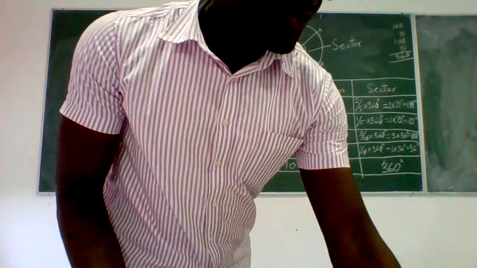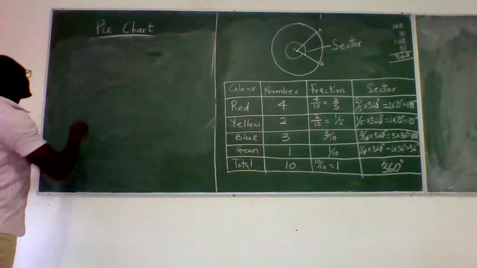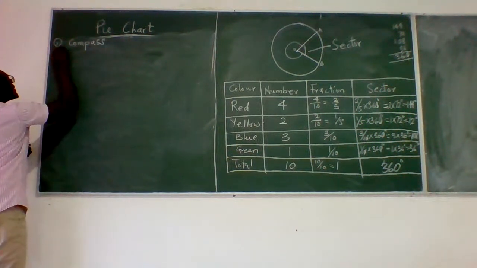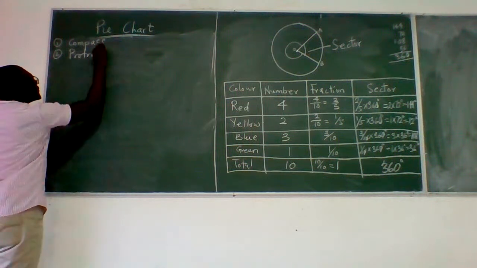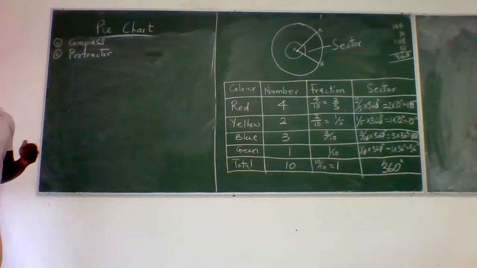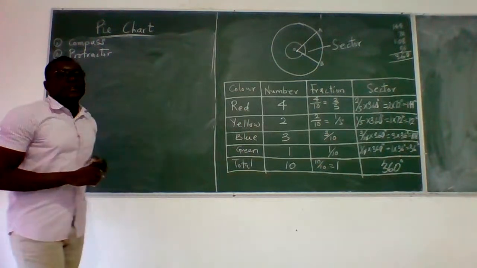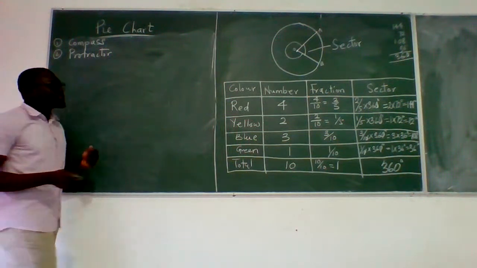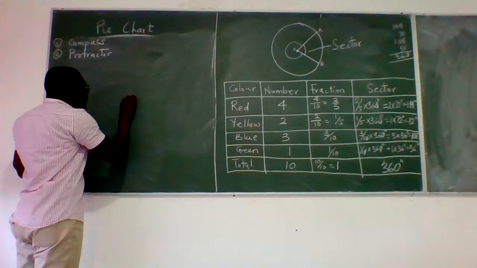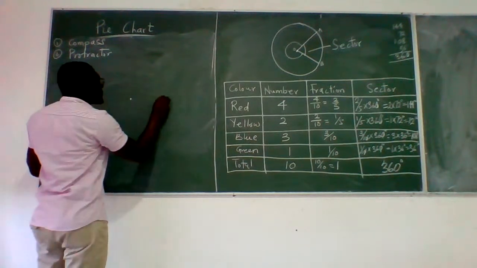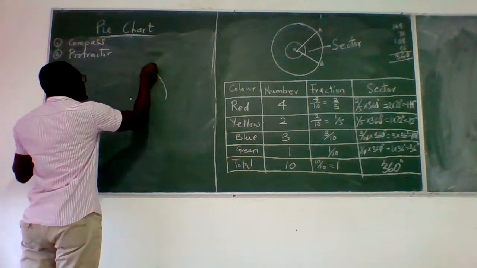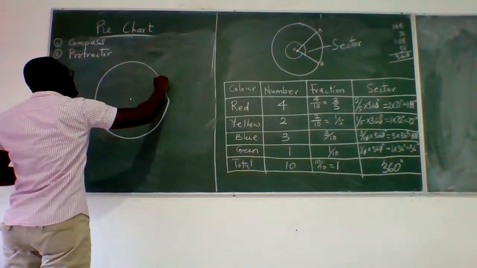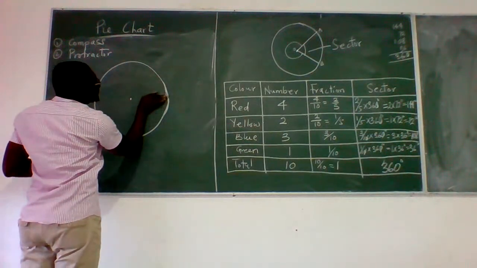At this point, you will need 2 instruments from your math set. The first one will be a compass, and then the second thing will be your protractor. These 2 are what's going to help you come out with your picture. So you first pick your compass, you open to any radius, and then you draw a circle. So let's say from here to here is your radius. And you have your circle.